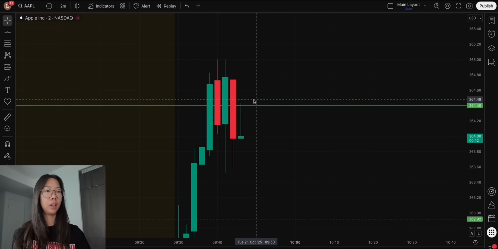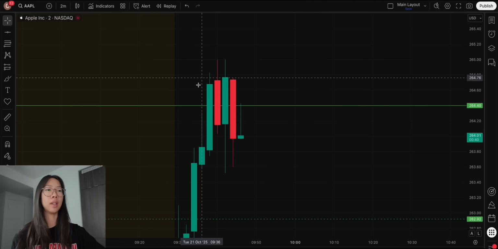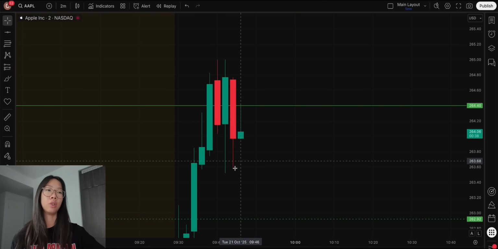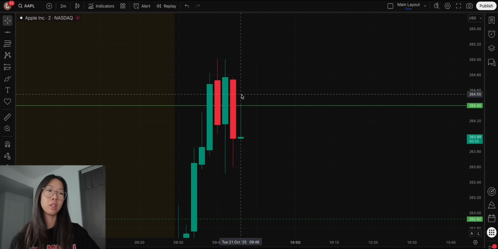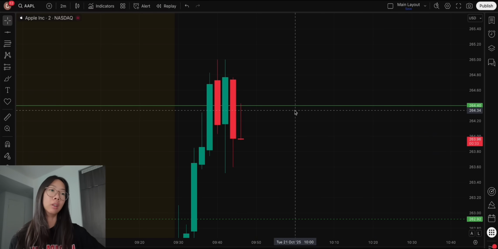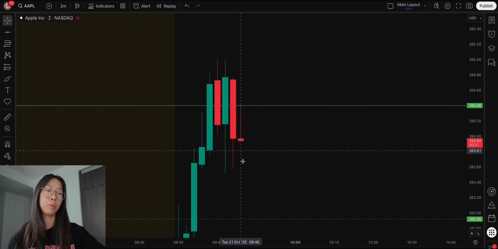All right, so it's looking weird here. We got wicks up there, we got wicks down here. So it just shows me indecisiveness, honestly. Right now, I can't tell where it's going. It looks like it could push through though.